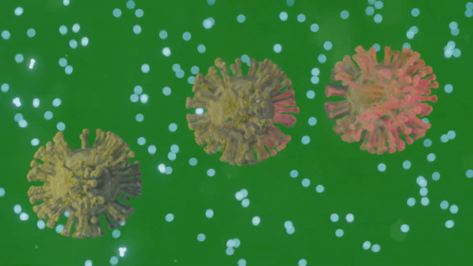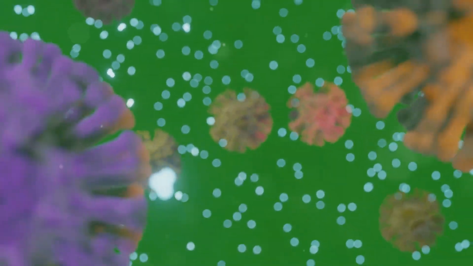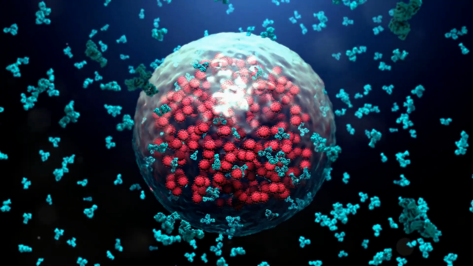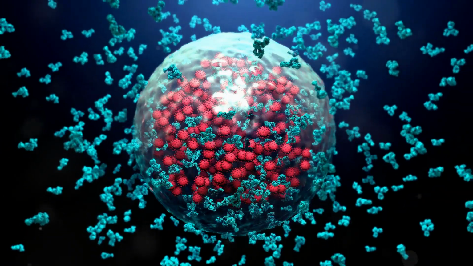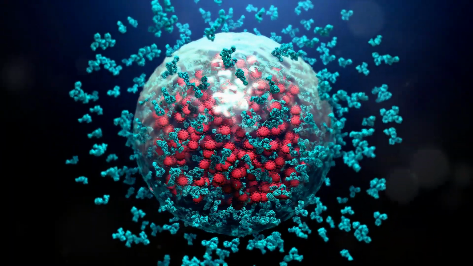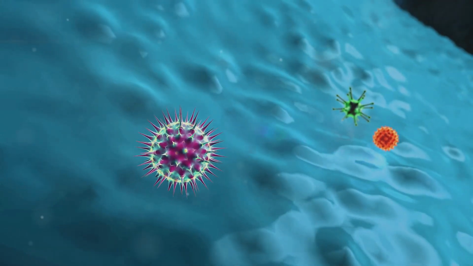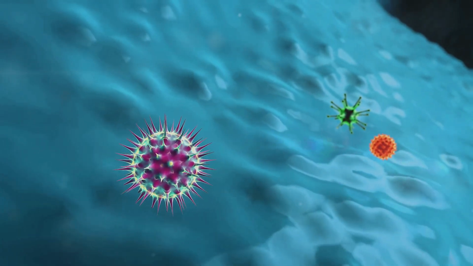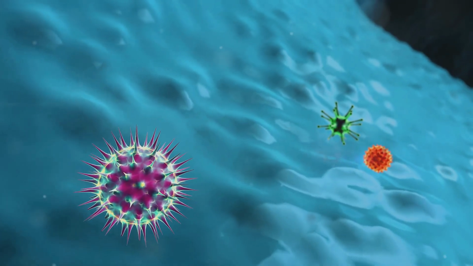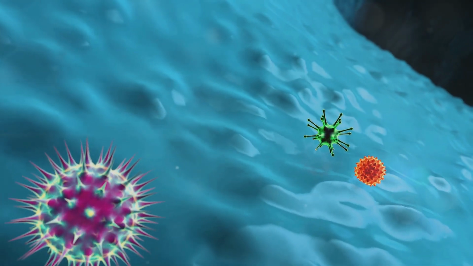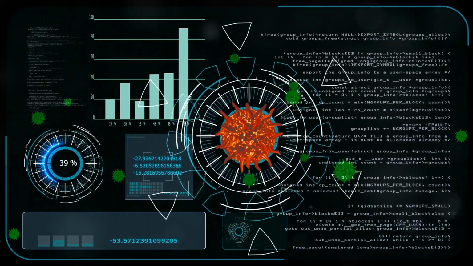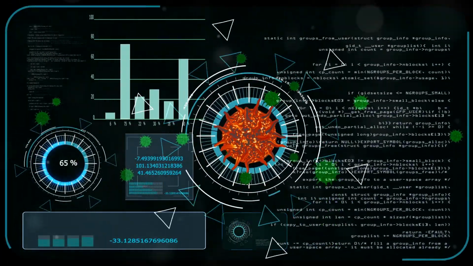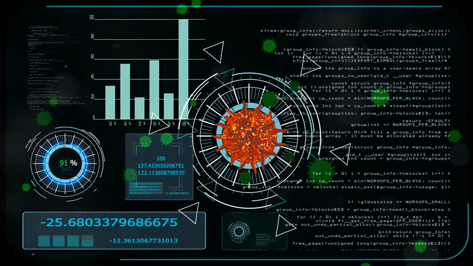Once the adaptive immune system has cleared the infection, it retains a memory of the pathogen, allowing it to mount a faster and more effective response upon subsequent encounters. The immune system is a remarkable feat of evolution, capable of recognizing and destroying a vast array of pathogens. However, the coronavirus presents a unique challenge due to its ability to mutate rapidly and evade the immune system.